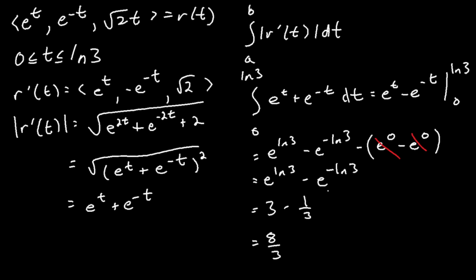Some of you may be asking, how did I get 1/3 from e to the power of negative ln 3? It's another pre-calculus identity. Negative ln 3 is equal to ln of 1/3, also known as ln of 3 to the power of negative 1. And then e to the power of ln 1/3 is just 1/3. I'll explain that in my pre-calculus videos when I make them.